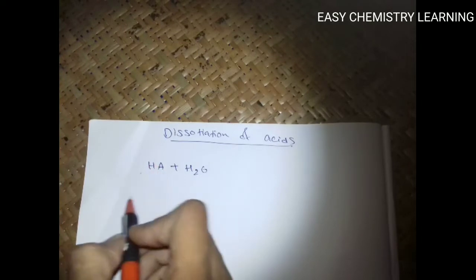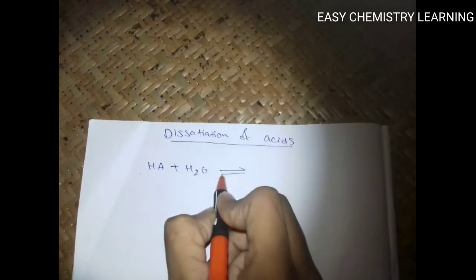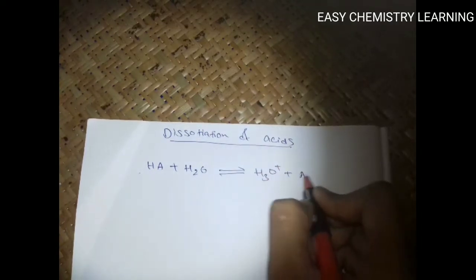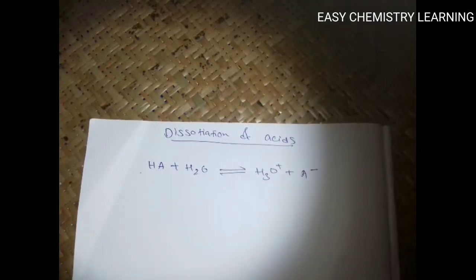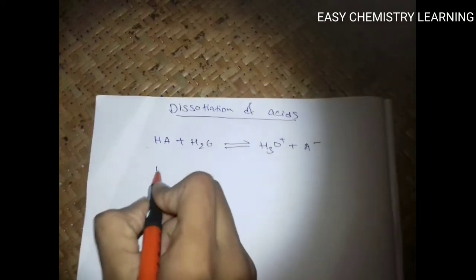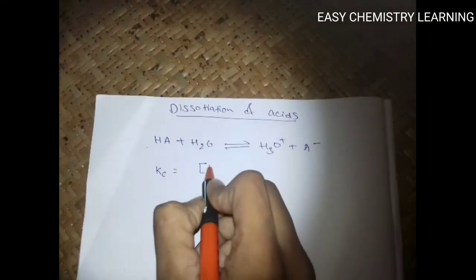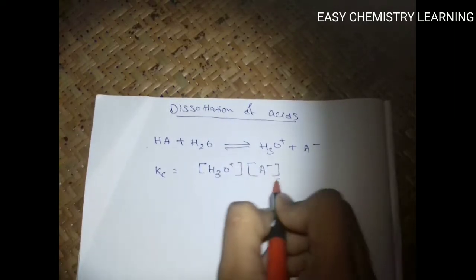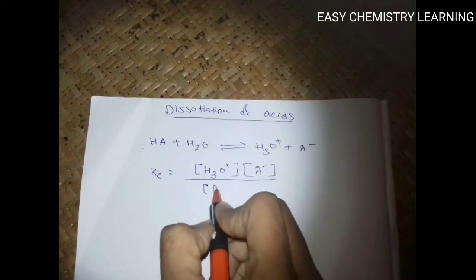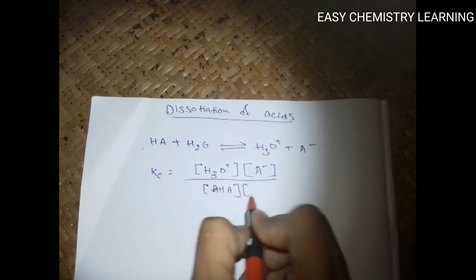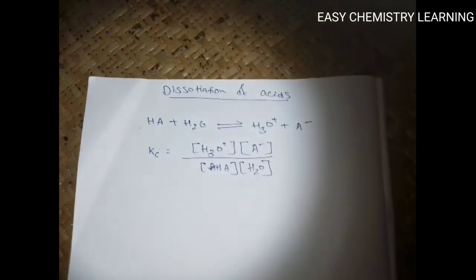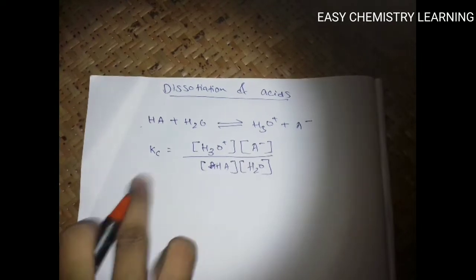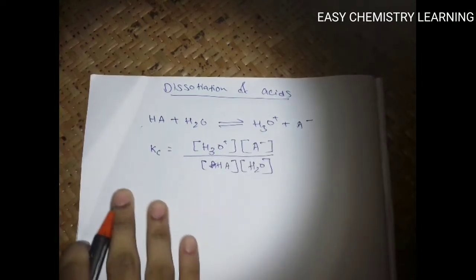It is a weak acid, so it will not completely dissociate and it will form H3O+ plus A-. Okay. So now Kc. You know this Kc, the equilibrium constant.